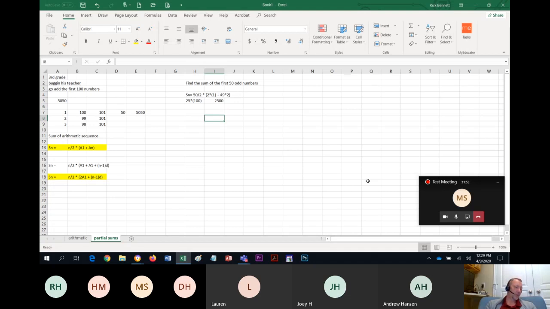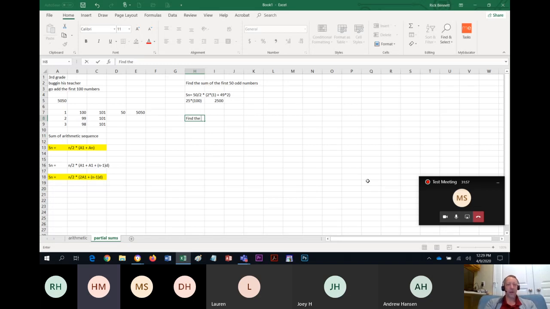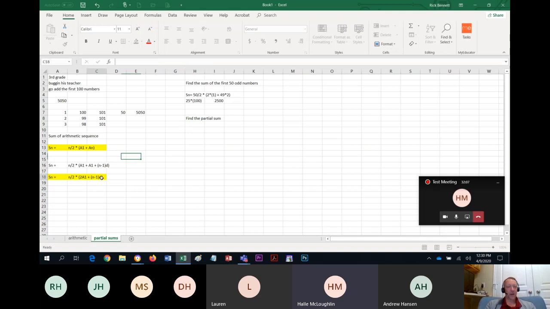Let's do another one. What if I said find the sum? I had a quick question. So you did 2 times 1 plus 49 times 2. Yeah, I'm using this formula right here. So you did 50 divided by 2 and then. Because we're taking the first 50 odd numbers, so 50 minus 1 is 49. Right, and a of 1 is 1.